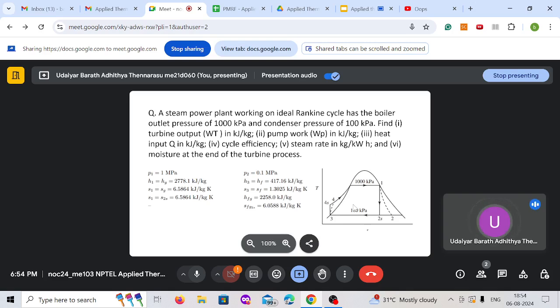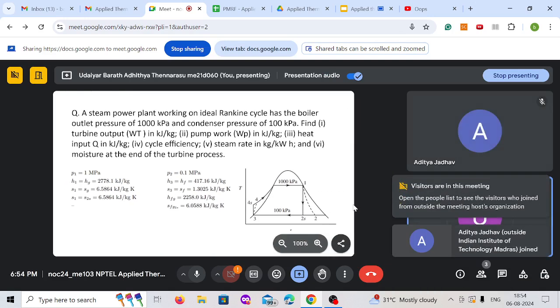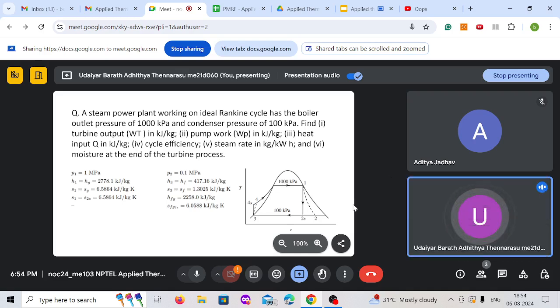Find first, the turbine work output; second, pump work; third, heat input; fourth, cycle efficiency; fifth, steam rate; and sixth, moisture at the end of the turbine process. So these are the outputs which you need to find out. And what is given is your two operating pressures, 1000 kilopascal and your condenser pressure of 100 kilopascal.